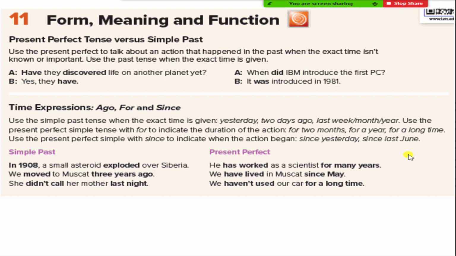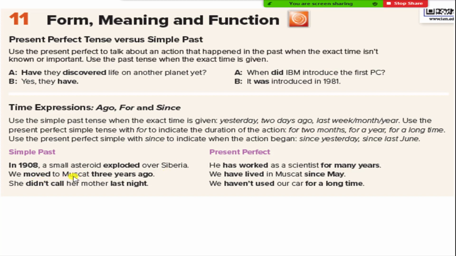Okay. لو حددنا البداية يبقى since. لو المدة يبقى for. Example: In 1908 a small asteroid, means a small planet, exploded over Siberia.